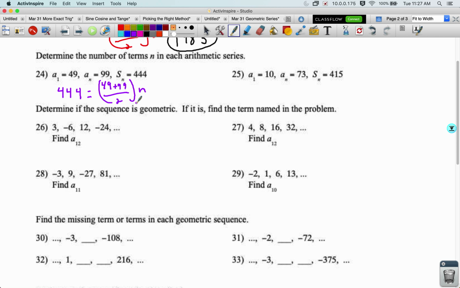49 plus 99, enter, divide by 2, I get 74. I'm going to subtract that from both sides, so 444 minus 74 is 370, and I'm done. n equals 370.